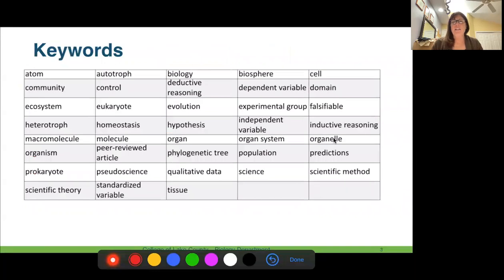This class has a lot of vocabulary. I would make sure that you are fully prepared to understand what these words are. So for every chapter and every lab, you're going to have vocab that you're going to want to make sure that you know.